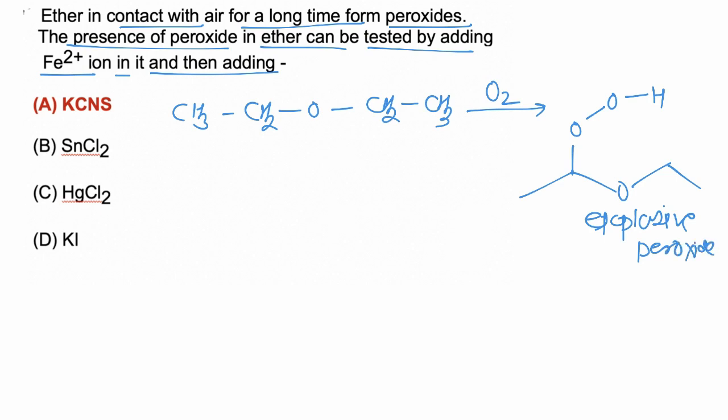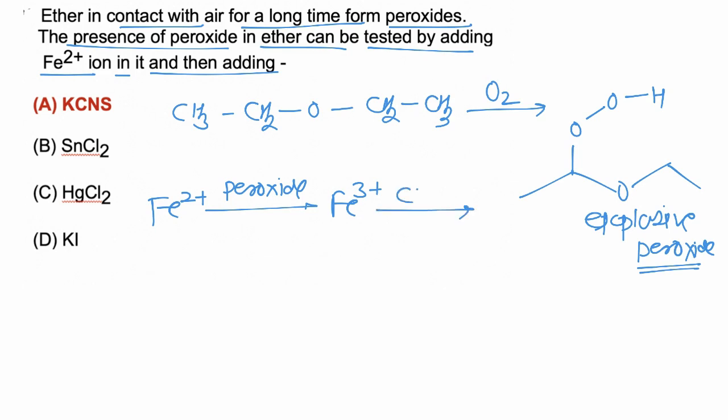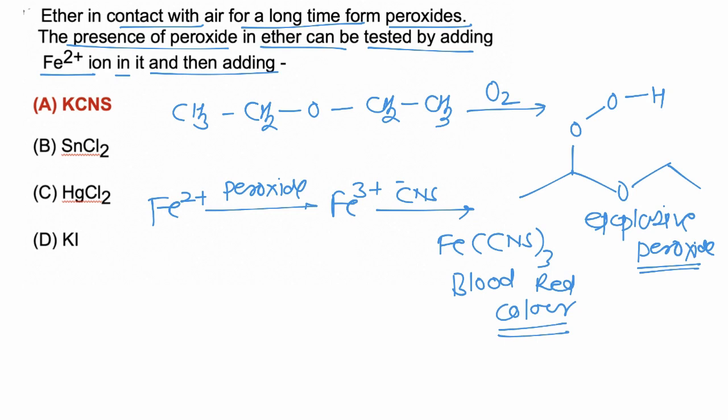Now the presence of peroxide can be tested by using Fe2 plus ion and KCNS. Now Fe2 plus ion in presence of peroxide gets converted to Fe3 plus ion. Now this Fe3 plus ion reacts with CNS negative to form Fe(CNS)3, which is blood red in color. So the presence of peroxide formation can be tested by using Fe2 positive ion along with KCNS, and hence the correct answer is A.